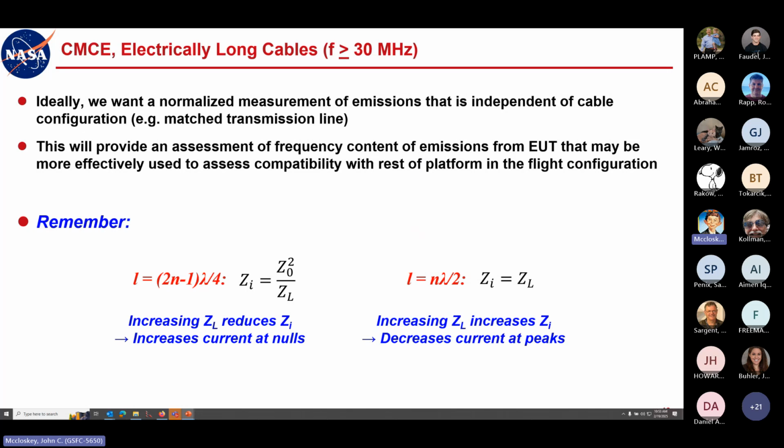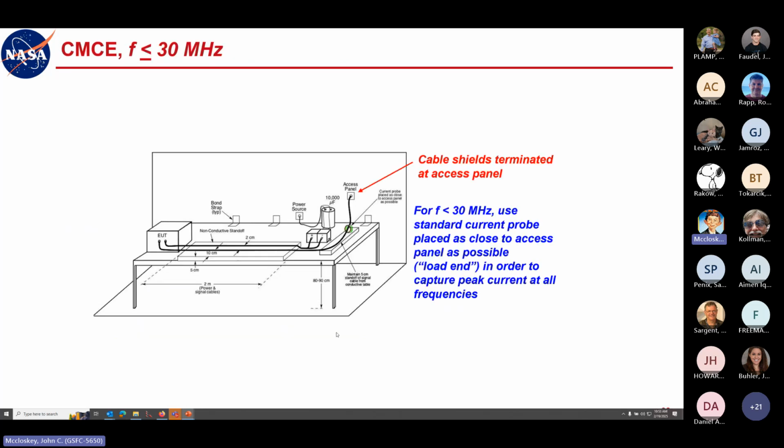The absorbing clamp is a kind of controversial thing, but I'll talk about it a little. Ideally, if we could specify anything we wanted here, we would want a normalized measurement of emissions that is independent of the cable configuration. So a matched transmission line would be ideal. The significance of this is that we say we want you to bring flight-like cables to your EMI test. If you bring the actual flight cables, that's ideal, but we almost never get that. Nobody really wants to drag flight cables around for environmental testing. So they need to be at least flight representative.